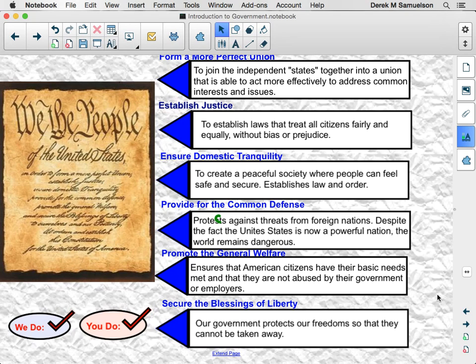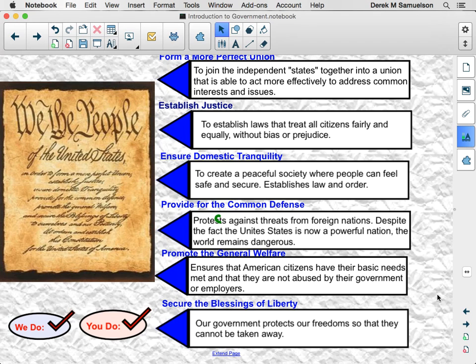The final goal of our government, as stated in the U.S. preamble to the Constitution, is to secure the blessings of liberty. This is basically to make sure that once our freedoms exist, our government will not take those freedoms away, so that we can enjoy them for the rest of our lives and our children can enjoy them as well.